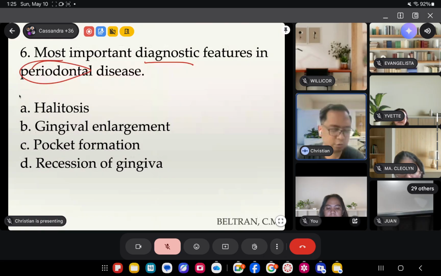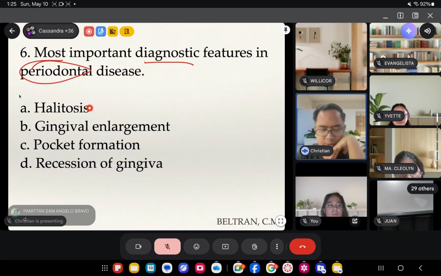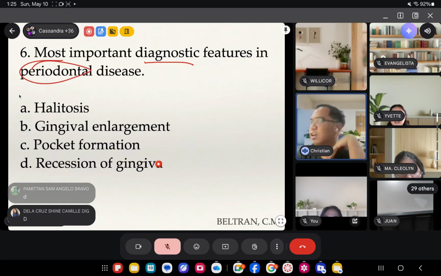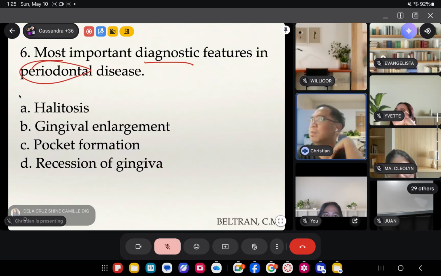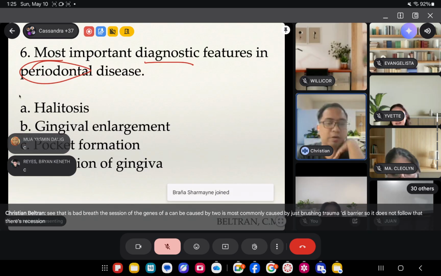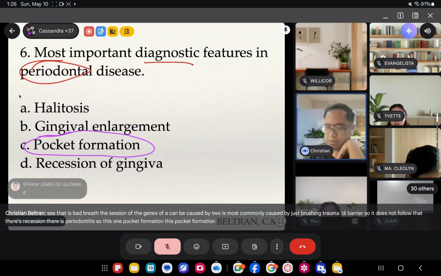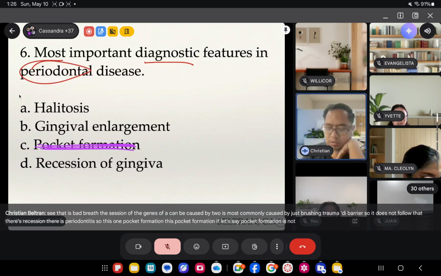Diagnostic feature ng perio. You're sure na it's perio if you see that. Is it halitosis? Halitosis kasi is bad breath. Recession of the gingiva is most commonly caused by toothbrushing trauma, di ba? Not necessarily perio. So it does not follow that there's recession, there is periodontitis. So this one, pocket formation.